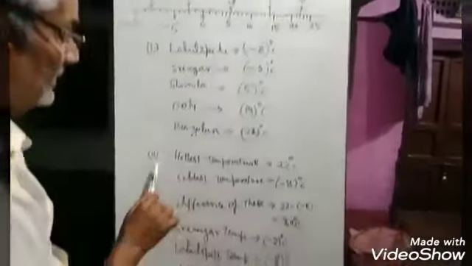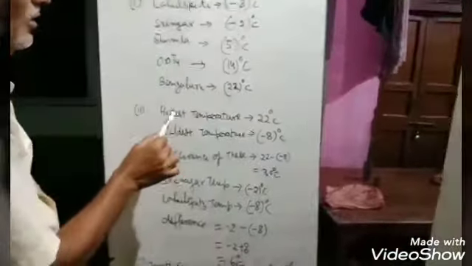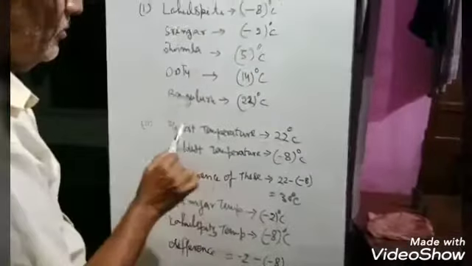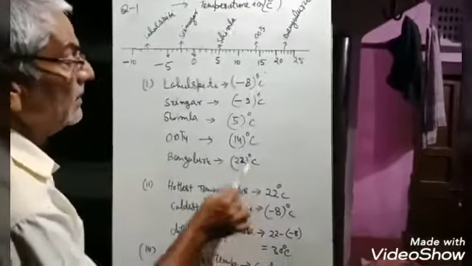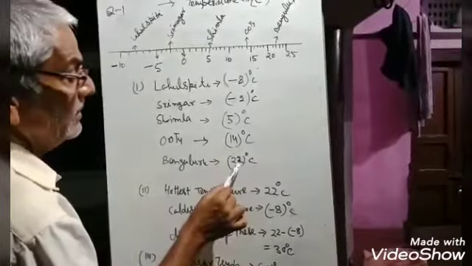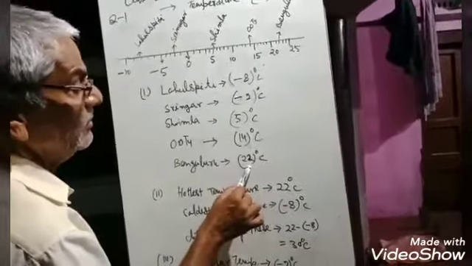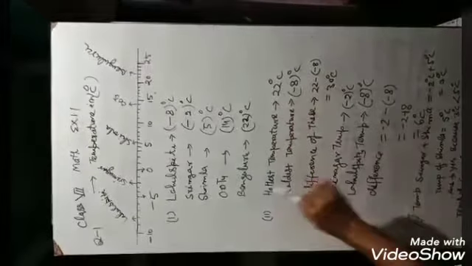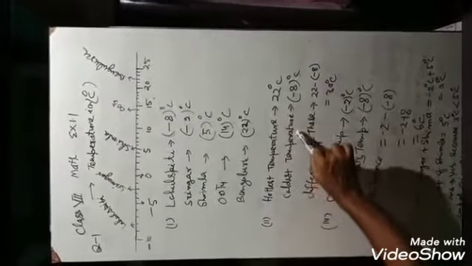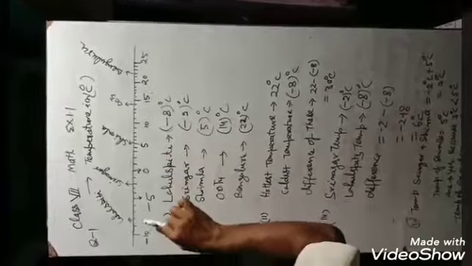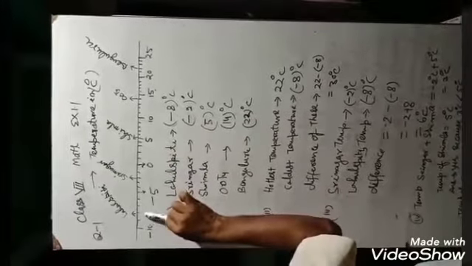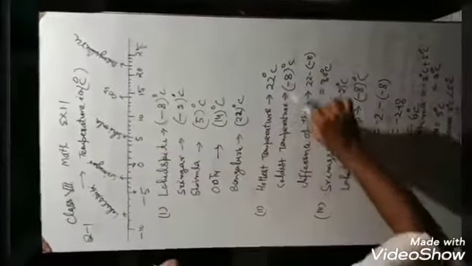Now here the second question: what is the hottest temperature? The hottest temperature means the positive value. Positive value is the greater value. So this is the hottest temperature. Now the coldest temperature is just below, minus 8 degrees centigrade. This is the coldest temperature.